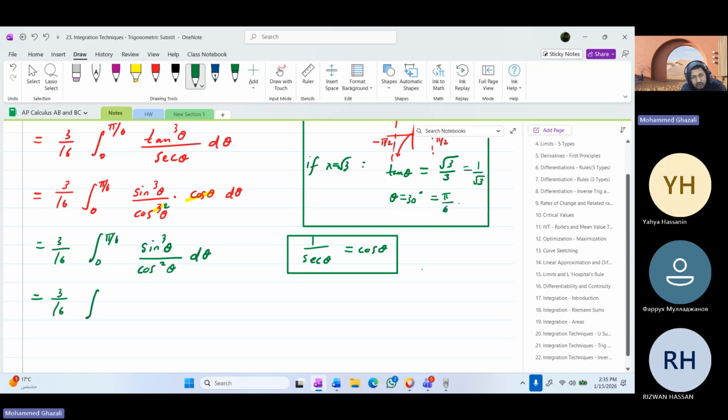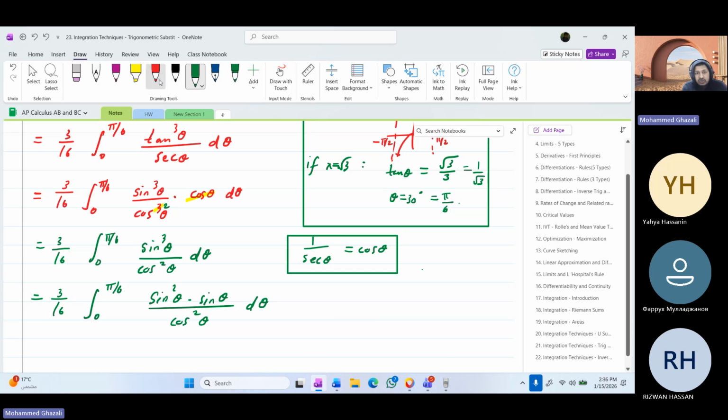I was thinking something like this, 0 to pi by 6. Change it into sine squared theta times sine theta over cosine squared theta d theta, then changing the sine squared on top into cosine squared. That's what I was thinking. Okay. Yeah, that will work.